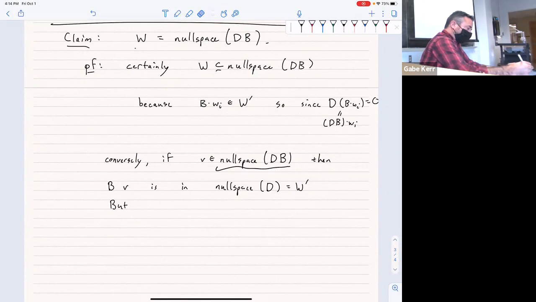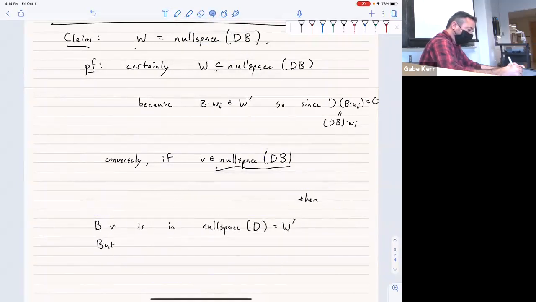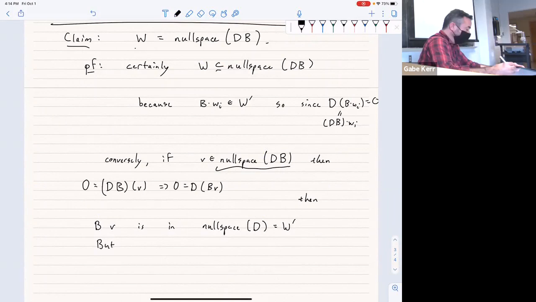It doesn't make sense. So let me show you. I confused myself and then confused everyone else. So if V is in the null space of DB, then what's the definition? Then DB of V equals 0. That's the definition of null space, right? Which implies, by associativity, D(BV) equals 0, which implies BV is in the null space of D. Sorry, I confused myself. But that's equal to W prime. Okay, good.